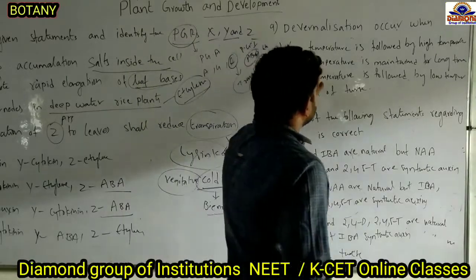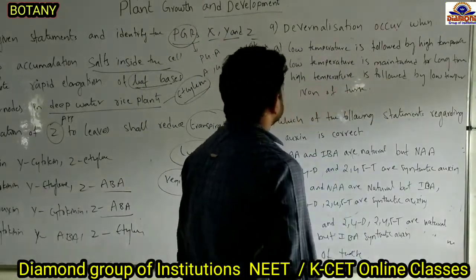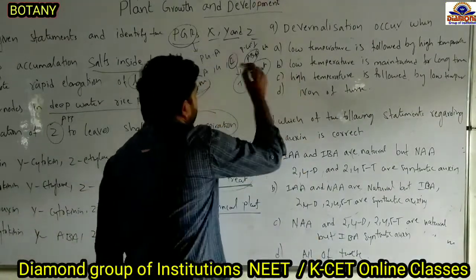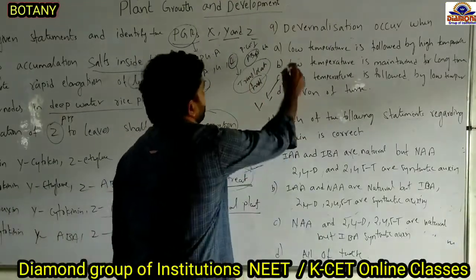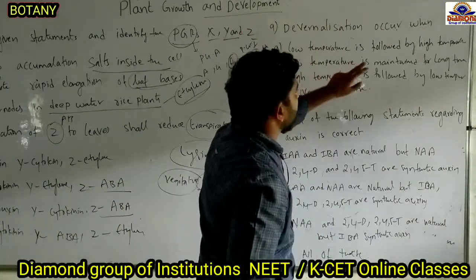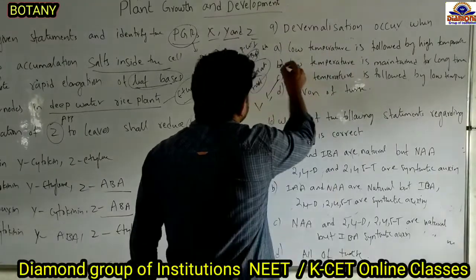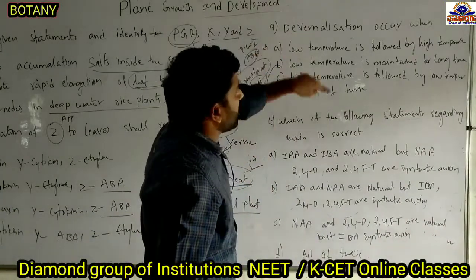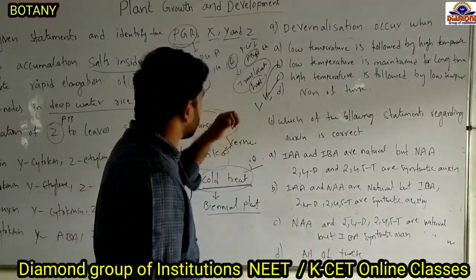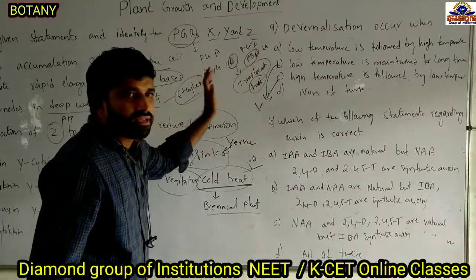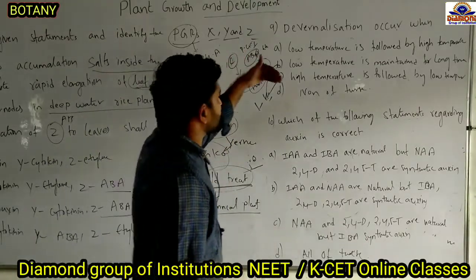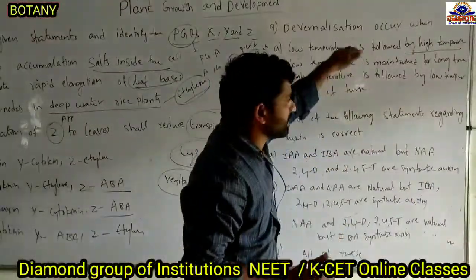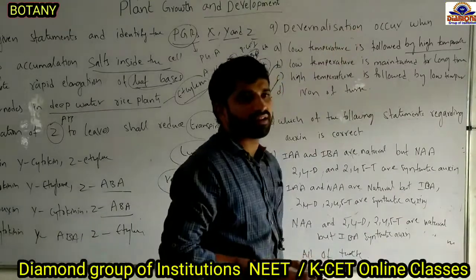Option B, low temperature is maintained for a long time. Option C, high temperature is followed by low temperature. Option C shows the vernalization process. And option B, low temperature maintained for a long time, is also a character of vernalization. And low temperature followed by high temperature: after the treatment of low temperature, the plant becomes vernalized. Whenever it is treated with high temperature, that vernalized character is removed, and it becomes devernalized or non-vernalized.